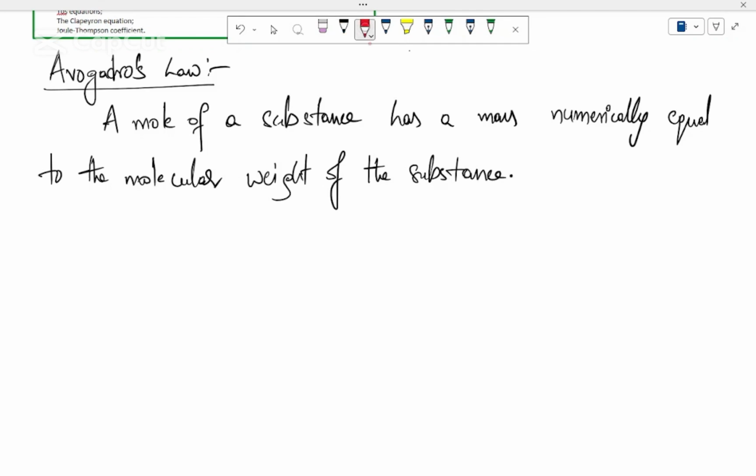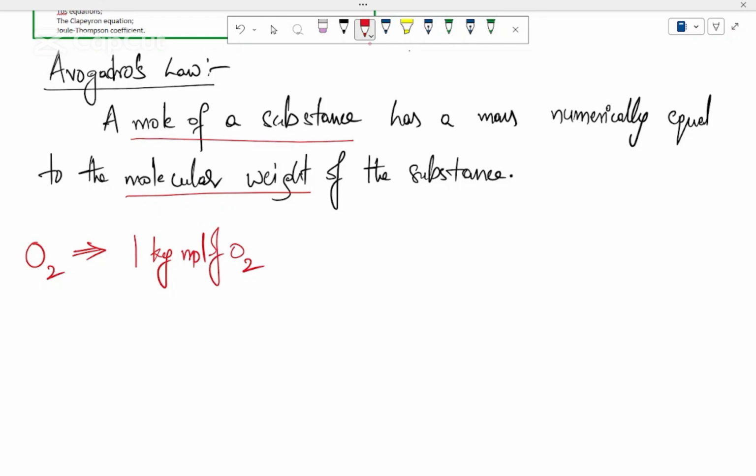So what does this law say? You will take a mole of a substance, and that mole of a given substance is numerically equal to the molecular weight of the substance. So in order to understand this, first let us take the example of oxygen. If you take oxygen, let's say you have taken 1 kg mole of it. So 1 kg mole of oxygen will take 32 kg of mass.